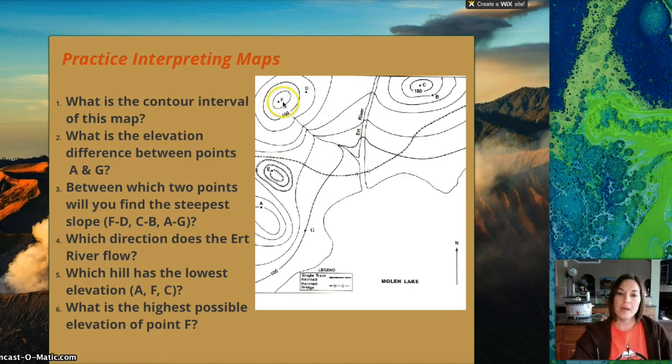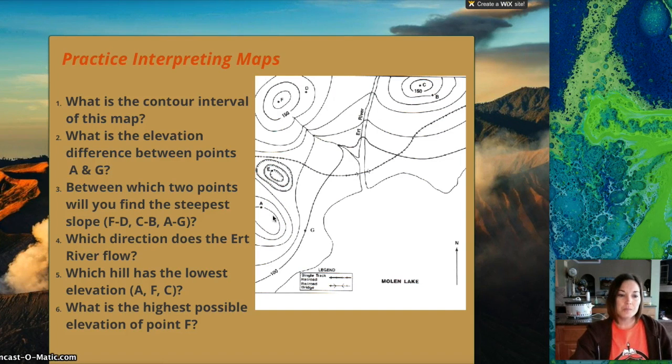And here's hilltop F. We have an identified 150-foot contour line, so the next one is 160 feet. So point F is around 160 feet in elevation. And hilltop C is right at the 150-foot elevation. So it's hilltop A with an elevation of around 140 feet that has the lowest elevation.